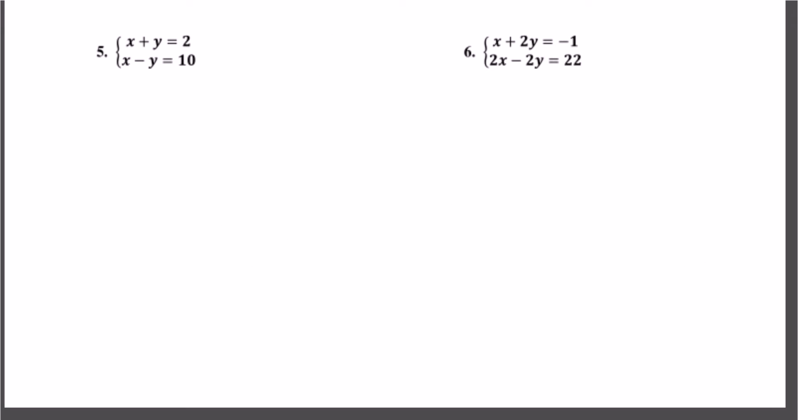Alright, number 5, exact same setup. This time the y's are going to cancel out, so I end up with 2x equals 12. So x equals 6. I'm going to take that 6, I'm going to plug it into the top.